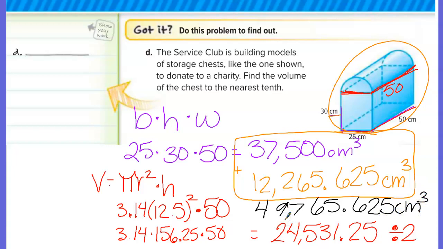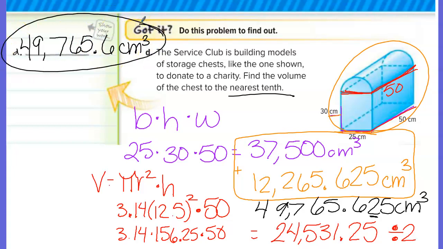And I get 49,765 and 625 thousandths centimeters cubed, but my last step is to round it to the nearest tenth. So my 2 tells my 6 to stay the same. So over here for Got It D, my very final answer is 49,765 and 6/10 centimeters cubed.